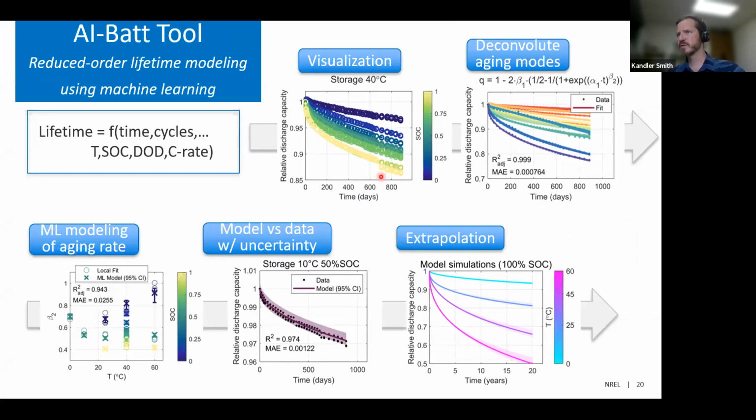So all of these functions we have kind of distilled into what we call this AI BAT tool, which is available for license. It predicts lifetime as a function of time, cycles, as well as operating conditions. Does some visualization, the local model fitting or deconvolutes aging modes. Then the machine learning or AI part of it is building up these rate laws, how things change with operating condition. And it includes the uncertainty. And then we are working to automatically couple it with an extrapolation model where you can predict untested duty cycles as well.